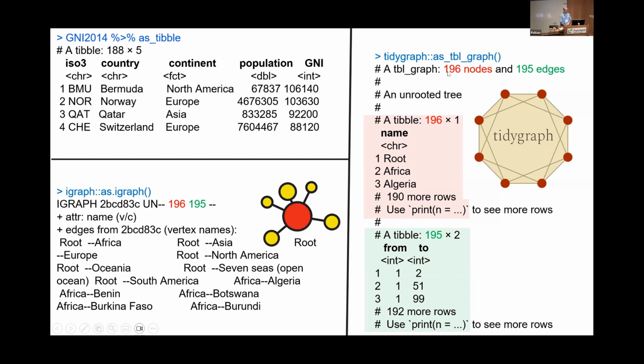It tells me 196 nodes, 195 edges. It is an unrooted tree, and then for each of the nodes and the edges, I have a designated tibble, which again, I could do joins, I could do whatever I want. So to me, this is something I could see. It's much more visualized, much more intuitive. I could work with that.